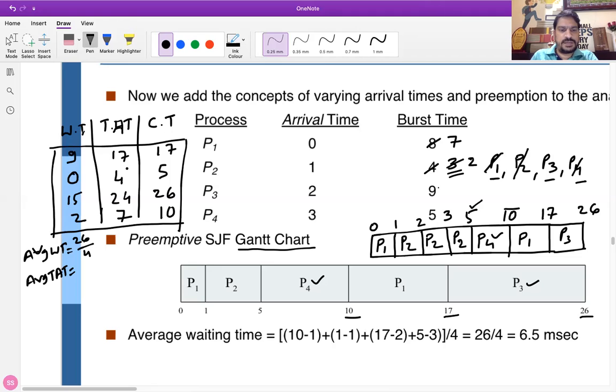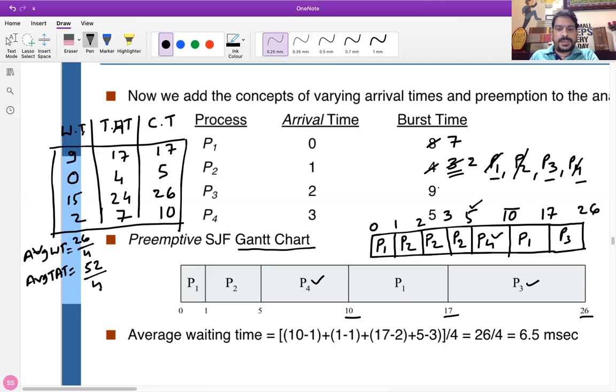What is the turnaround time? It is 17 plus 4, it will be 21. 21 and 24, it will be 45. 45 and 7, it will be 52 divided by 4. This is my turnaround time.